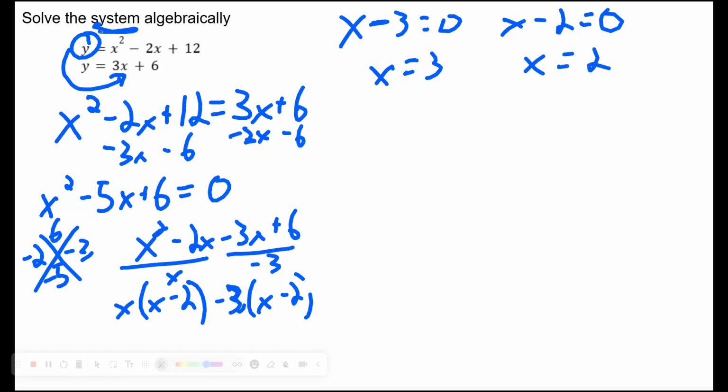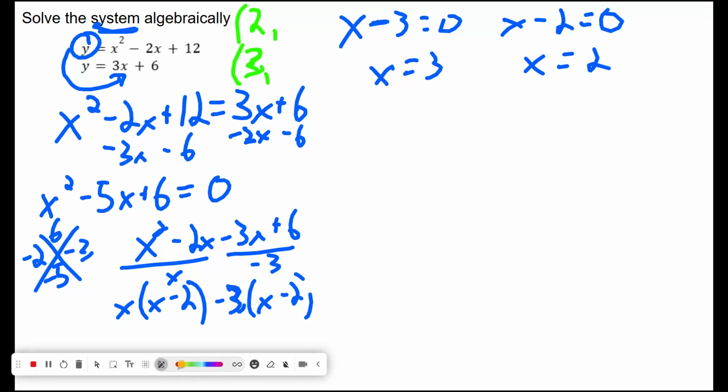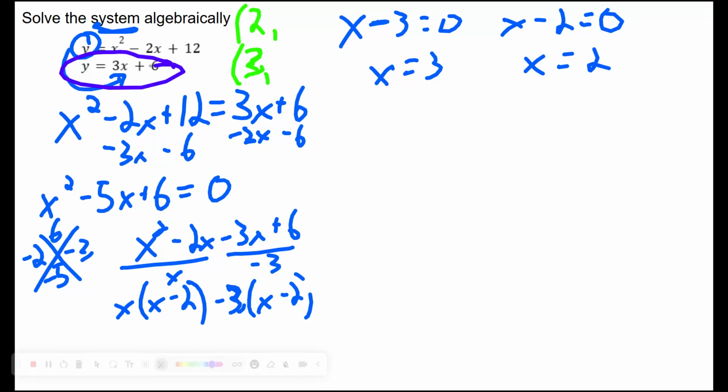But we are solving a system here, so we're only halfway done. I know my solution is going to be, one of them is going to be a 2 for my x value, and one of them is going to be a 3 for my x value. Let's plug those back in. I like plugging them into the linear equation. Those just seem a little bit easier. It should work for both. It will work for both.